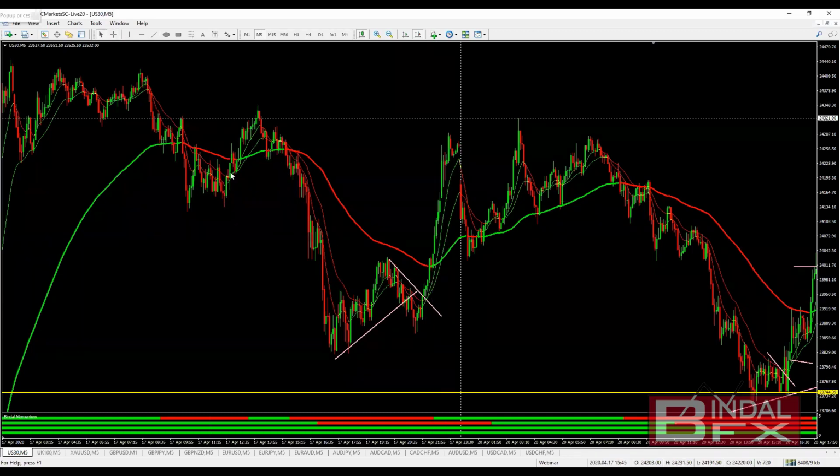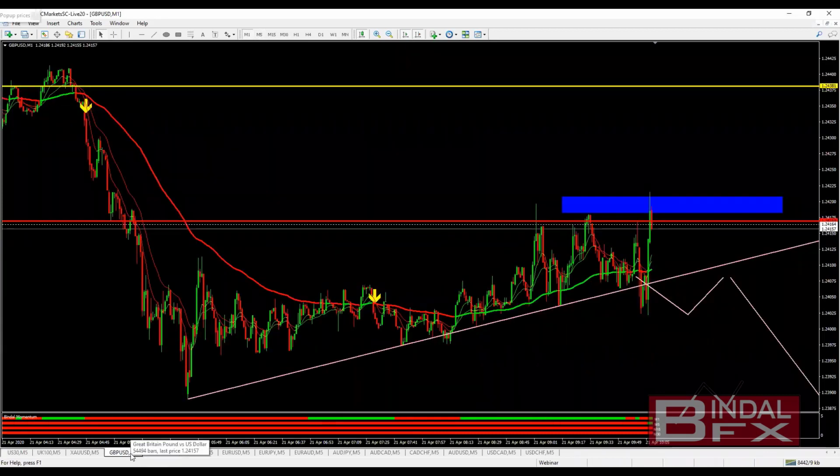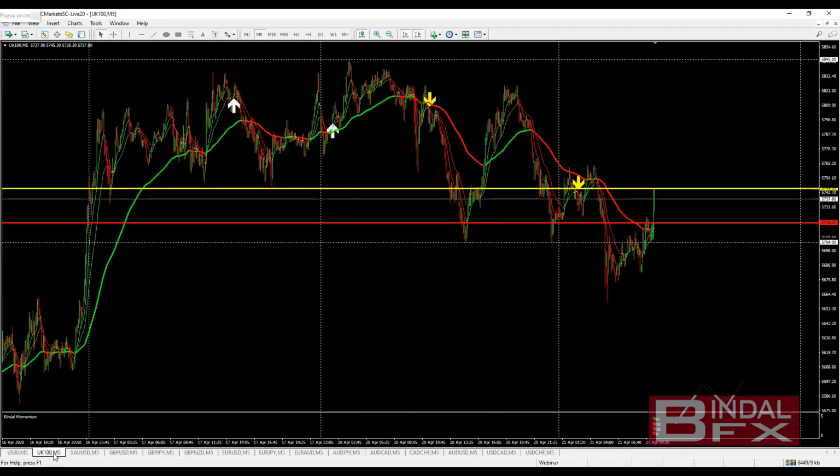I wasn't at my desk at that time, so I missed that entry. But here, look at that. You wait for the right setup, wait for things to tick your boxes, and bang, straight line up. And there are always going to be opportunities like that. So just be patient and wait for the perfect setup.